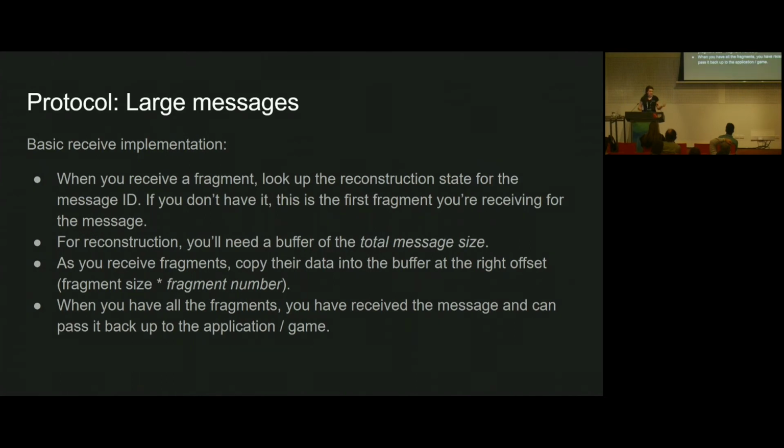When you receive a fragment, you look up the reconstruction state for that message, and if you don't have it, then that's probably the first fragment you're receiving of a reliable message. Then you can look at the fragment index, the total number of fragments, and the IP address you're receiving the message from, and get all the information you need to start reconstructing the total message.